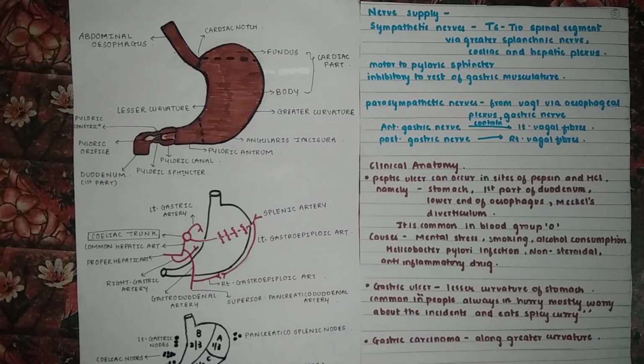Nerve supply. Sympathetic nerves, T6 to T7 spinal segments via the greater splanchnic nerve, celiac nerve, and hepatic plexus. These are motor to the pyloric sphincter but inhibitory to the rest of the gastric musculature. Parasympathetic nerves supply from the vagi via the esophageal plexus and gastric nerves. Anterior gastric nerve contains left vagal fibers and posterior gastric nerve contains right vagal fibers.